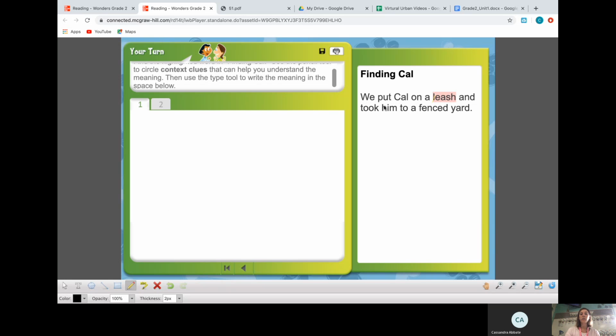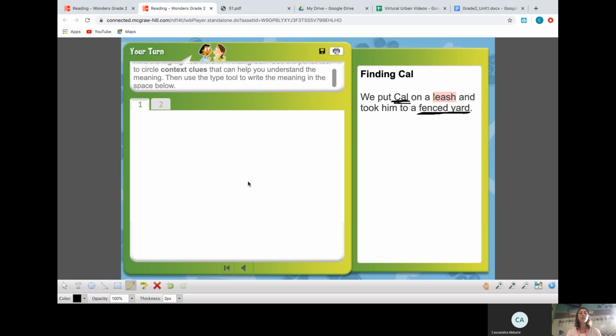So let's think. We put Cal, okay, so we know that Cal's a dog, right? And took him to a fenced yard. So that means they're somewhere outside, okay? So they are outside. So what does a leash mean?